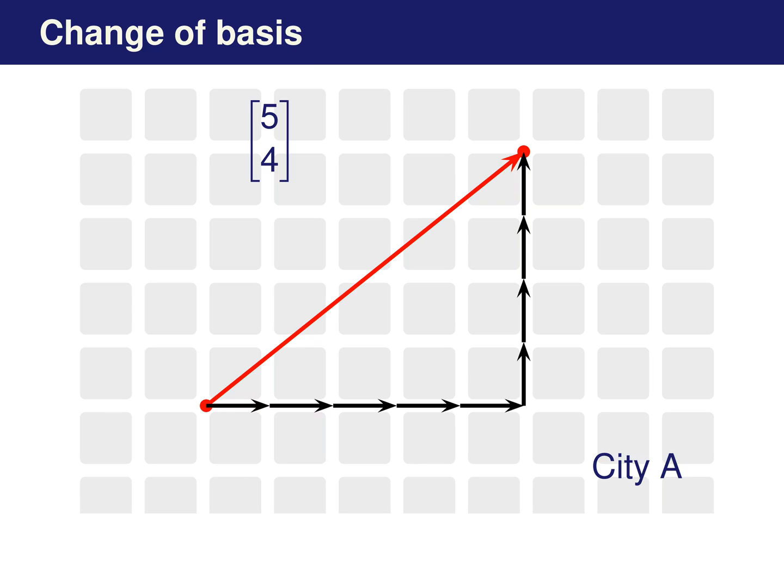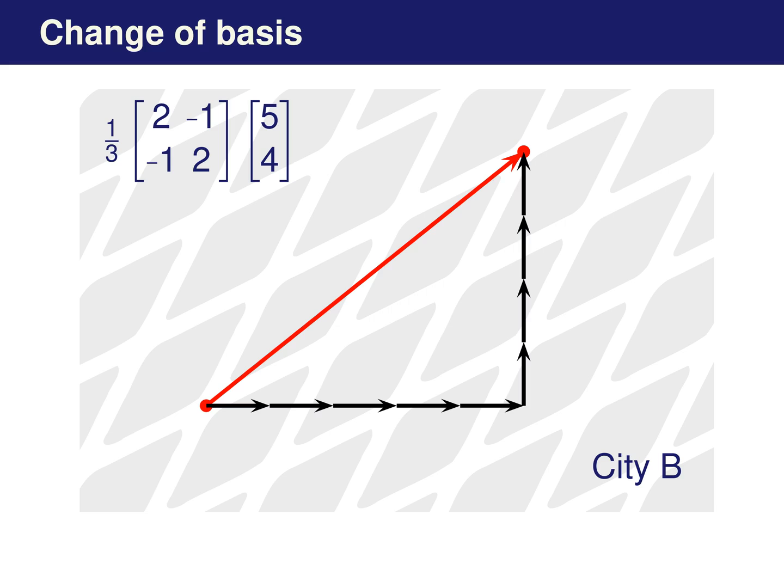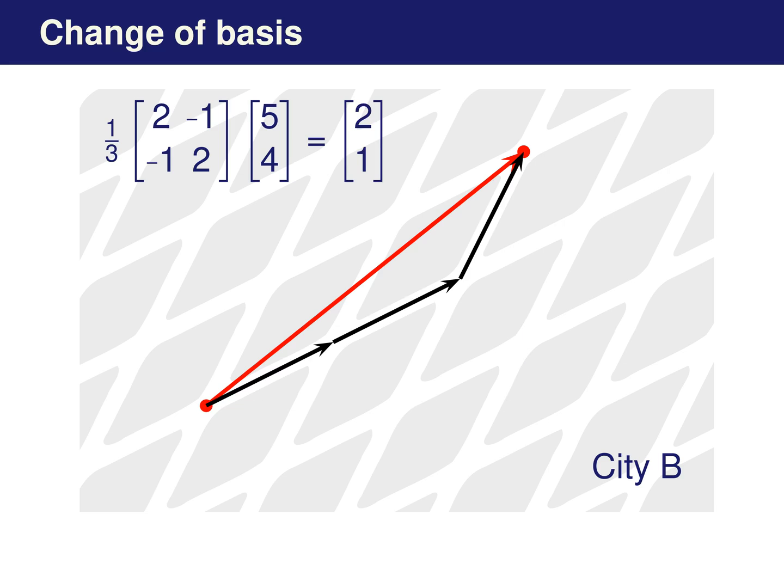For example, consider this vector in the plane. Using the standard basis, this vector is given by (5, 4). Applying M inverse to this vector will change it from the standard basis to the basis b1, b2, which happens to be the vector (2, 1).